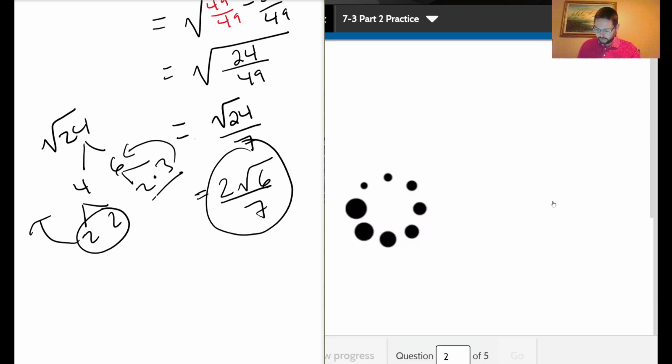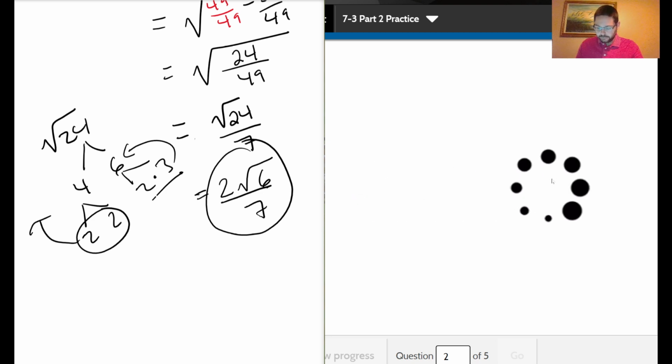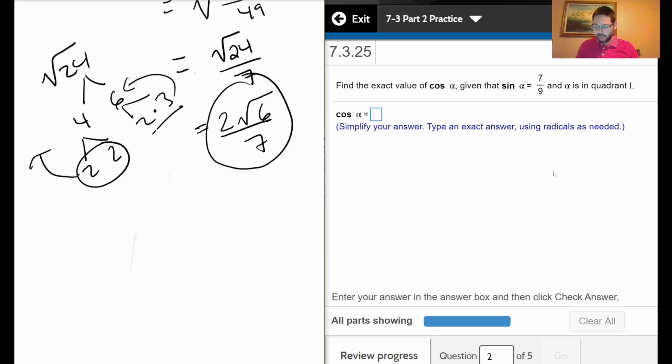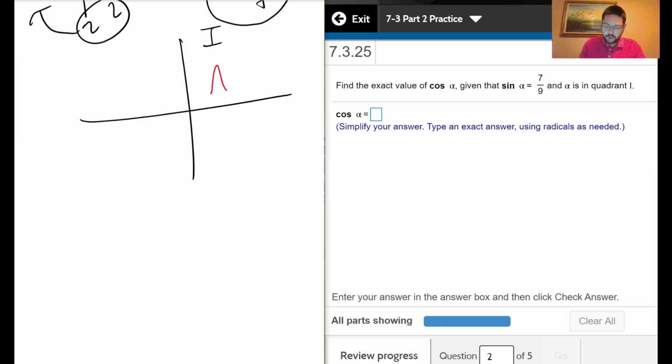All right, so let's go to question 2. We'll find the exact value of cosine given that sine is 7/9 and alpha is in quadrant 1. Okay, so again, we're in quadrant 1, which means all, right? All, so all students take calculus. So all, meaning all the trig functions are going to be positive, which means my cosine is going to be positive. So no negative signs, okay?